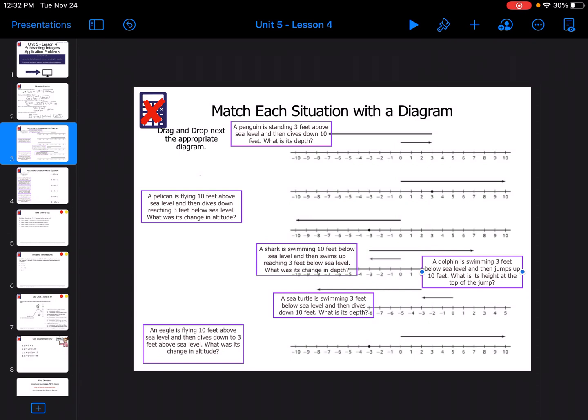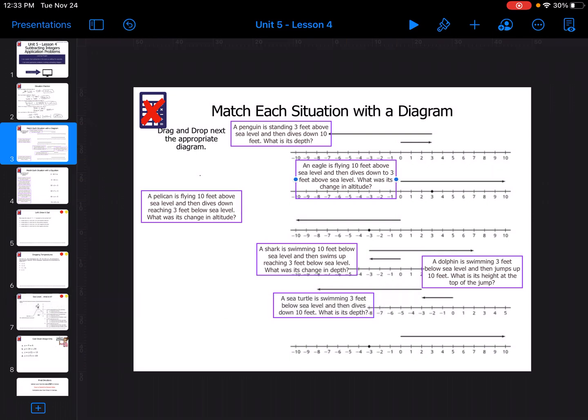But let's see. An eagle is flying 10 feet above sea level. It then dives down to 3 feet above sea level. What was its change in altitude? So it was 10 feet above sea level, then it dives down to 3 feet above sea level. I think this one goes here. Okay, so let's keep looking and seeing if we can't figure out.